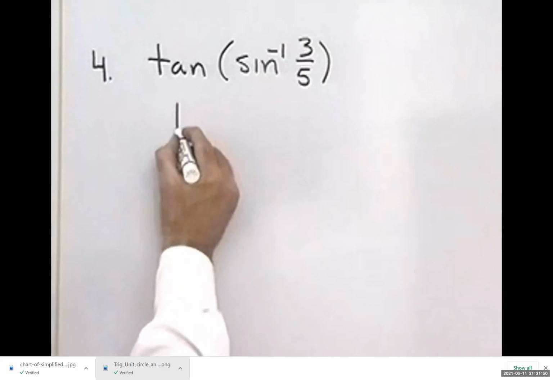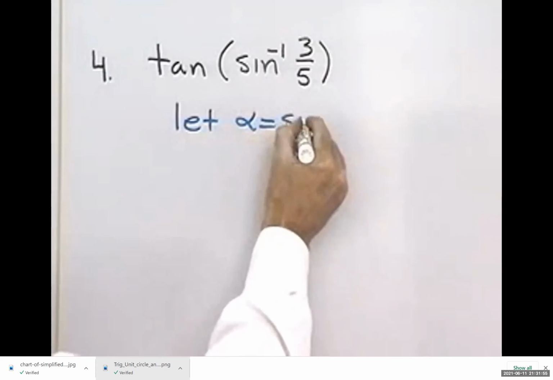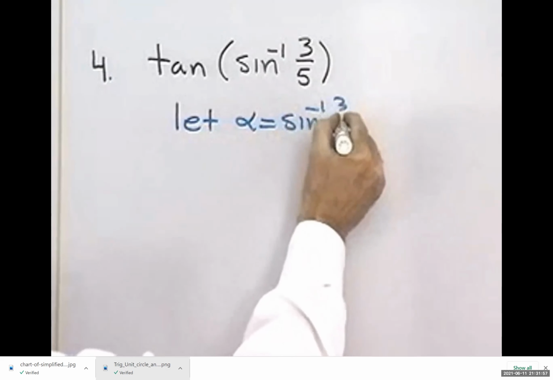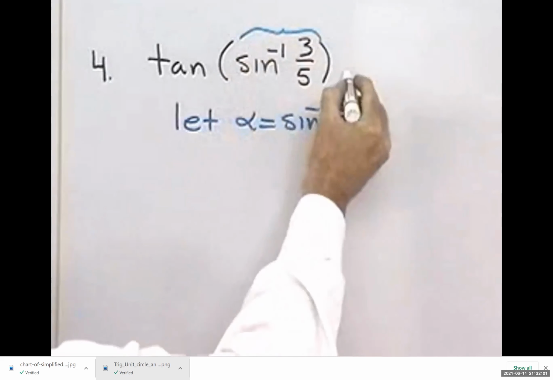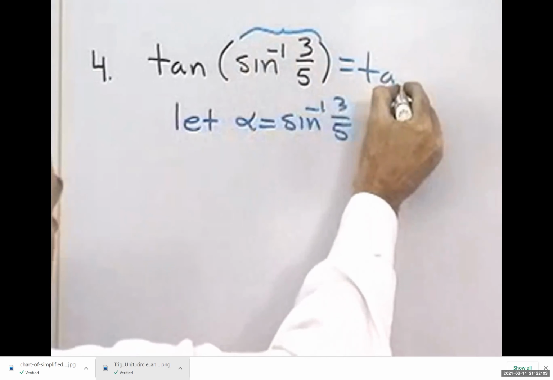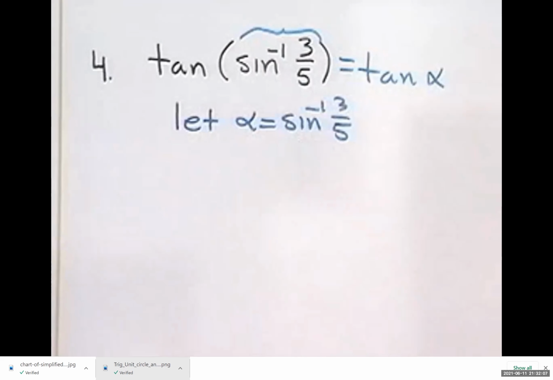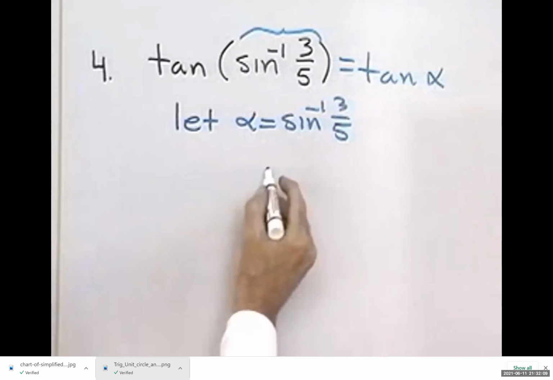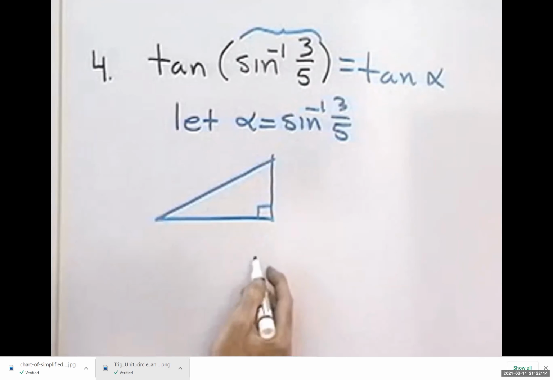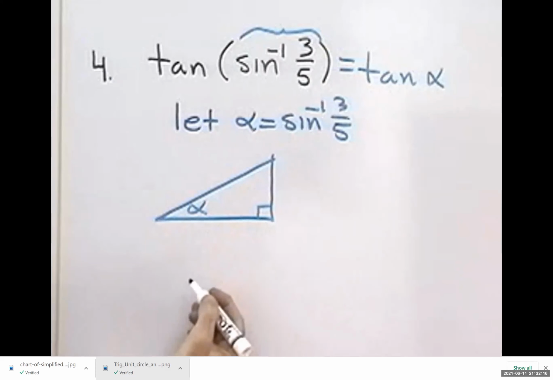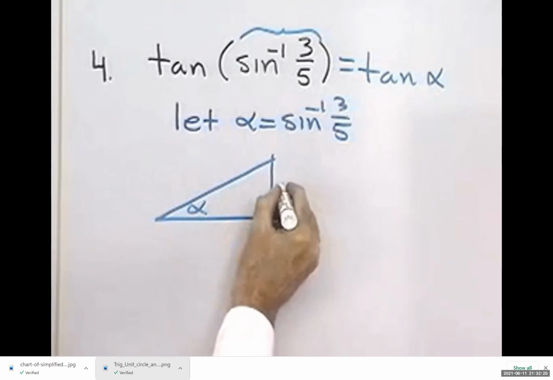Well, I'm going to say, let's let alpha equal inverse sine 3/5, because that's all this is, an angle. So really what I'm looking for here is the tangent of alpha. Now, what do I know about alpha? I know that its sine is 3/5. So just to help me out a little bit here, I'm going to draw a little right triangle, and I'm going to put angle alpha right here, and I'm going to label the triangle so that alpha has a sine of 3/5.